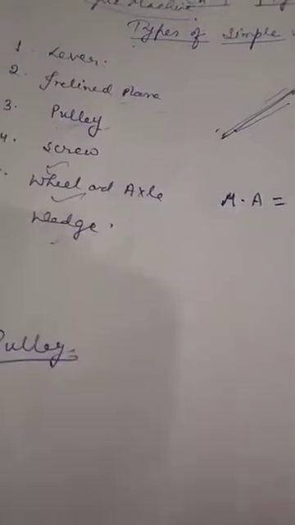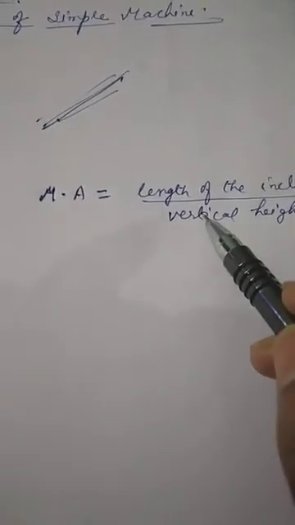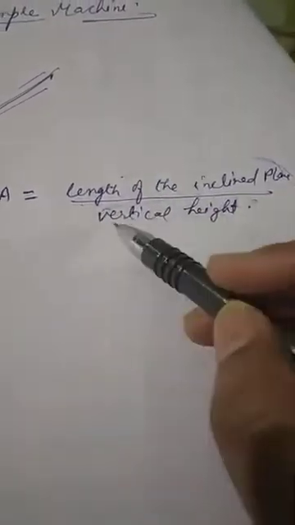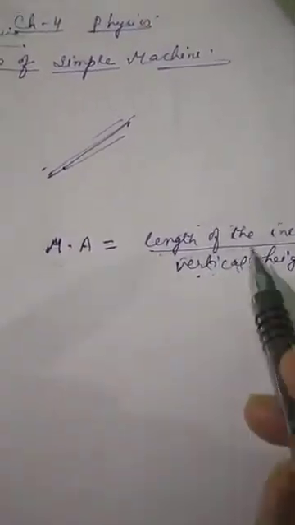Okay. So if the inclined plane is a simple machine, then definitely it must have a mechanical advantage. And what is the mechanical advantage of an inclined plane? It is equal to the ratio of the length of the inclined plane divided by the vertical height. Where is the length of the inclined plane? Just see in the picture. This is the length of the inclined plane, divided by the vertical height. This is the height. Okay, if we use these two, we can find its mechanical advantage.